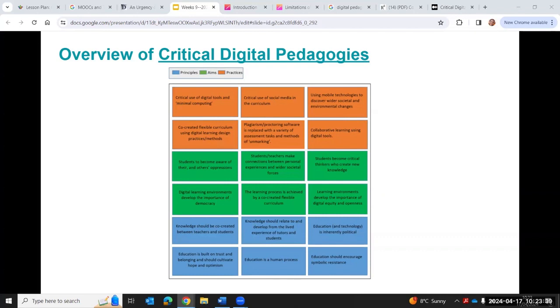And then we have aims. So digital pedagogies have different aims. Students need to become aware of other oppressions. For instance, we know that in the Western world, there are different tools that might not be useful or relevant in different contexts. Do they know about this? Are they aware? Are there any limitations on not being able to engage with the rest of the world in different ways? What are these limitations? And how might these limitations impact themselves, their society, and so on and so forth?